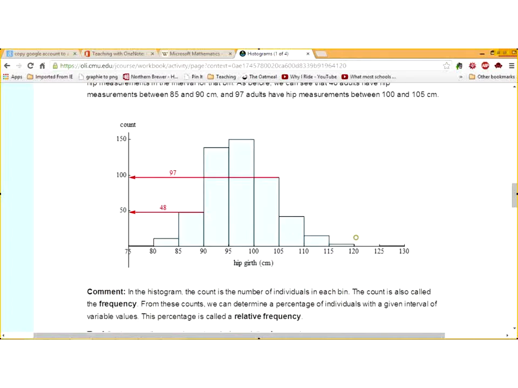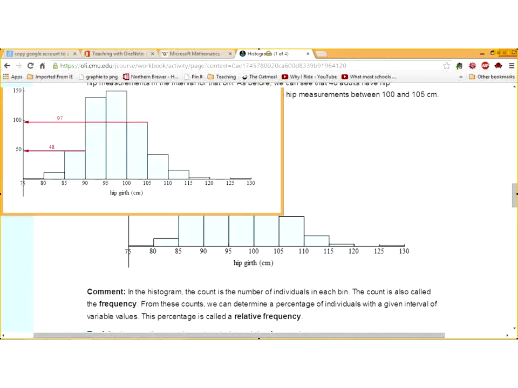You can still do the same thing with a histogram that you could with a dot plot in terms of talking about the shape, center, spread, and outliers. This is fairly bell-shaped, centered just below 100 centimeters. Might say somewhere around 95 to 98 centimeters is our center. The spread, well, it looks like we've got an outlier up here. There was one dot that was above 125, so that person might be an outlier.